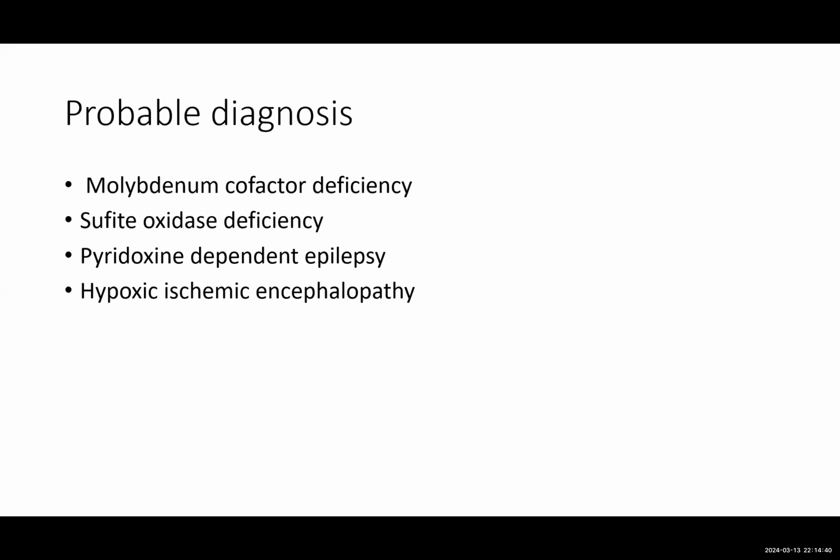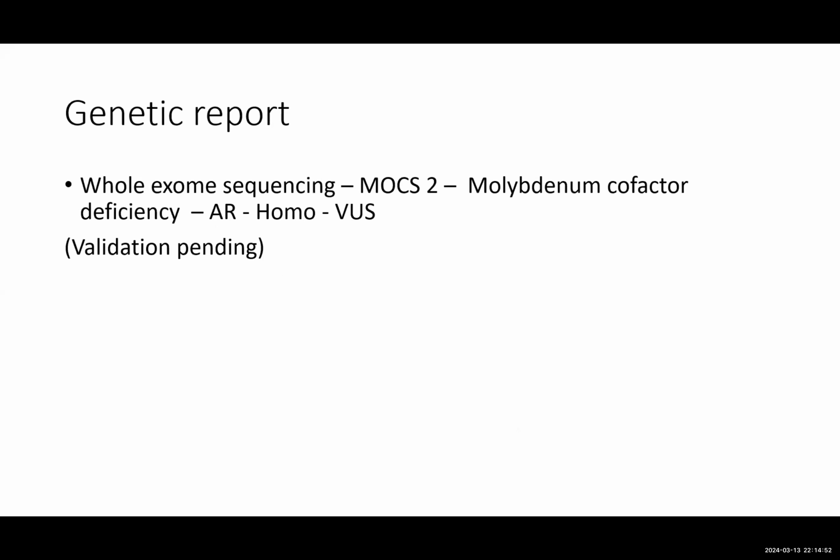The probable diagnoses we were considering here were molybdenum cofactor deficiency and sulfite oxidase deficiency, then pyridoxine-dependent epilepsy and hypoxic encephalopathy were all under consideration. Exome sequencing was done at that time, and the report came as MOCS2, that is molybdenum cofactor deficiency, autosomal recessive, homozygous, reported as VUS. Now validation has been done for the child, and the validation report is pending.